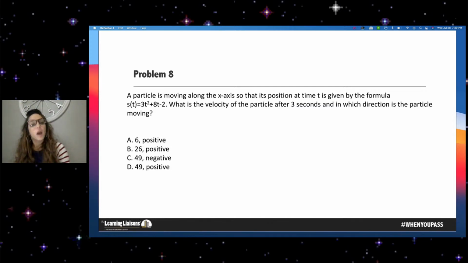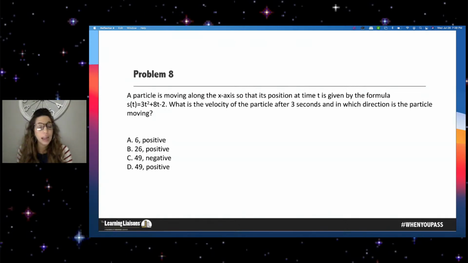All right. A particle is moving along the x-axis so that its position at time t is given by the formula S of t equals 3t squared plus 8t minus 2. What is the velocity of the particle after 3 seconds, and in which direction is the particle moving?